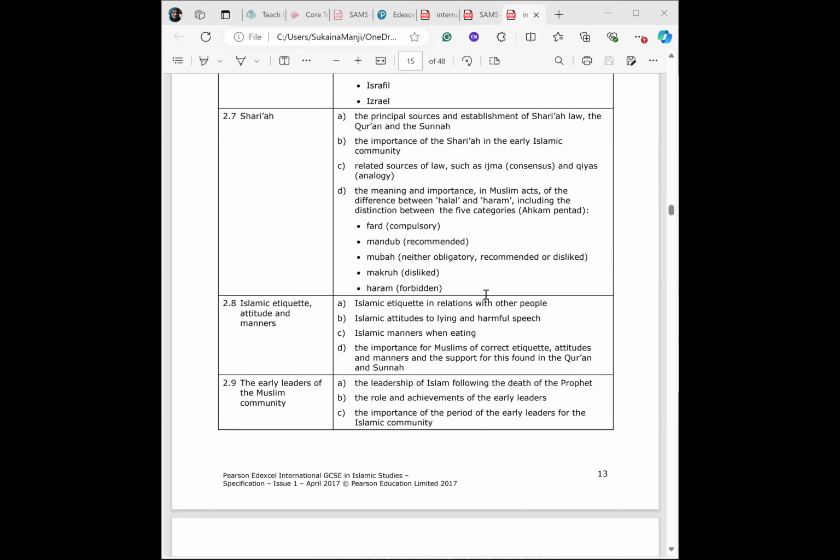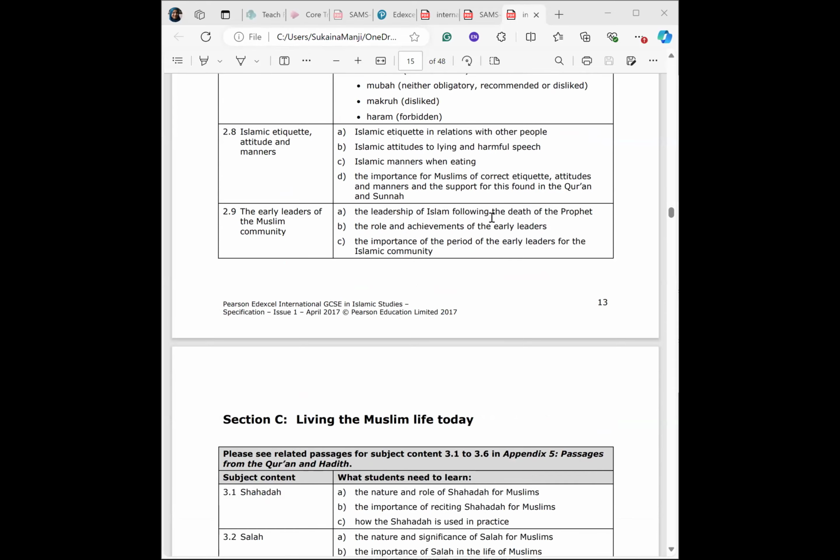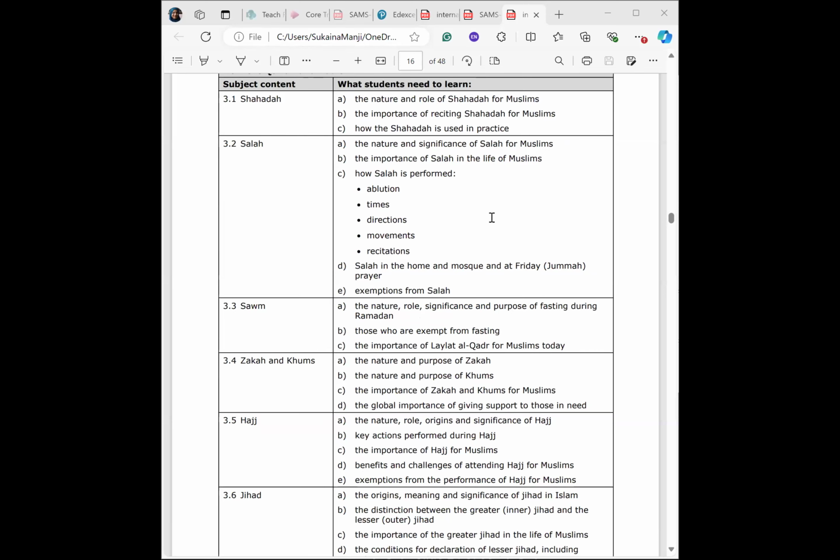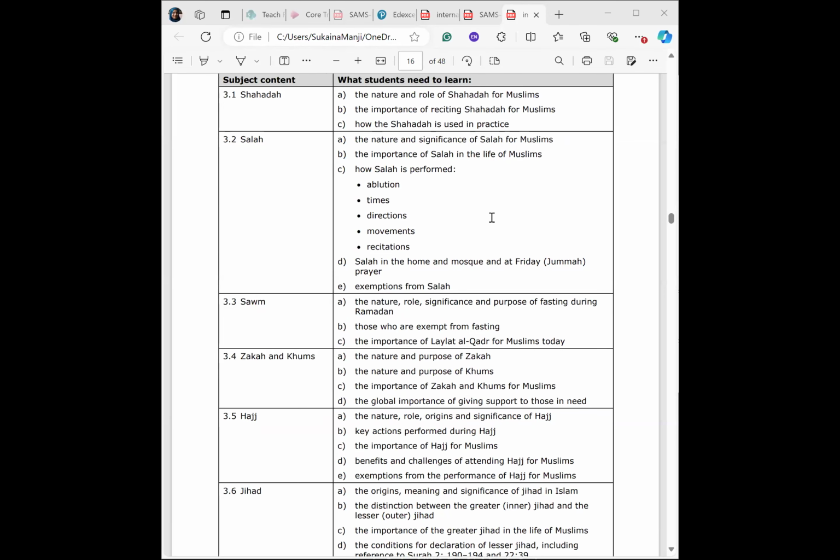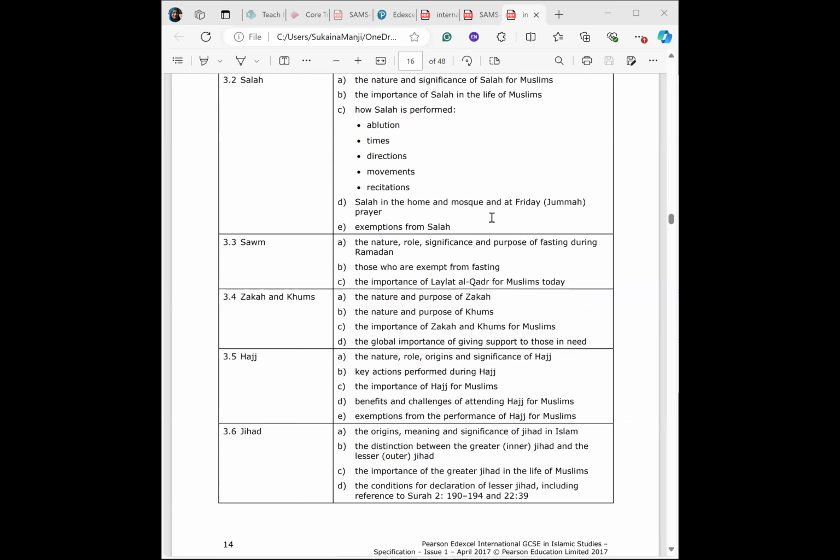And then if you look at it from the point of view of Sharia, you can see the terms that are important for students to be familiar with: Fard, meaning compulsory, recommended, mandub, mubah, makruh, and haram. It's important to help the students understand these terminologies really well so that they're able to respond to them accordingly. And then if we look at section C, you can see all those topics there and different sections to it.